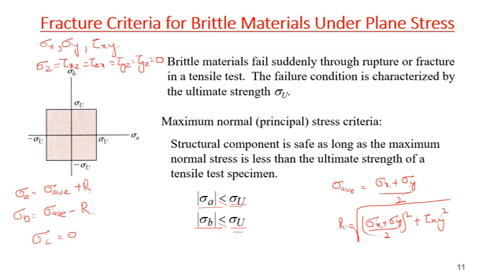Okay. The structural component is safe as long as the maximum normal stress is less than the ultimate strength of the tensile specimen. Again, maximum normal stress, and this maximum normal stress is your principal stress, the maximum principal stress.